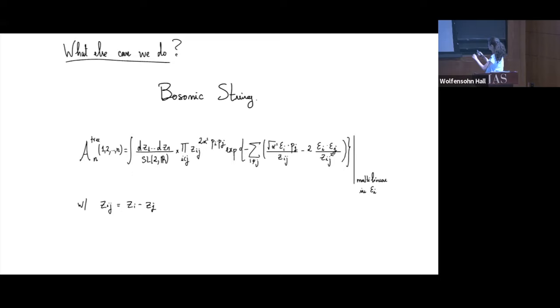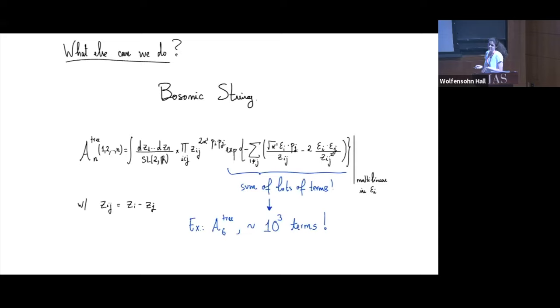Still, we have this exponential part over here in which we're meant to keep only the terms that are multilinear in all the polarization vectors, which means that actually secretly this exponential ends up being a load of terms. So just so you have an idea, for the 6-point amplitude, these are already around 1,000 terms. So the question is, is there an even simpler object that we can start from, from which we can extract the leading singularities just by taking residues systematically? And the answer is yes.